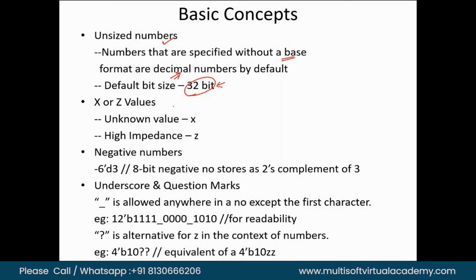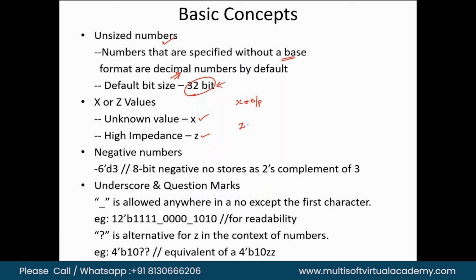And other things are x and z values. X is nothing but an unknown value. Z is nothing but a high impedance value. The unknown value is used to represent my output when I am simulating a program, because only when I simulate the inputs will I get to know what my output is. Until then, my output is unknown.